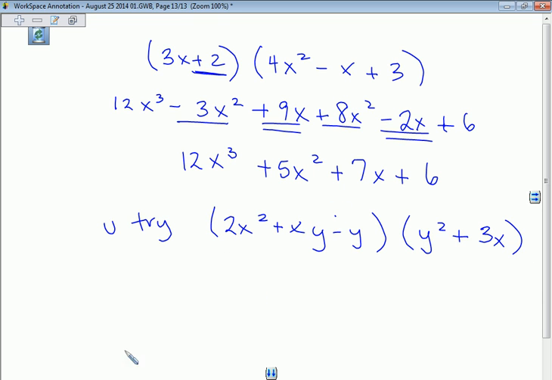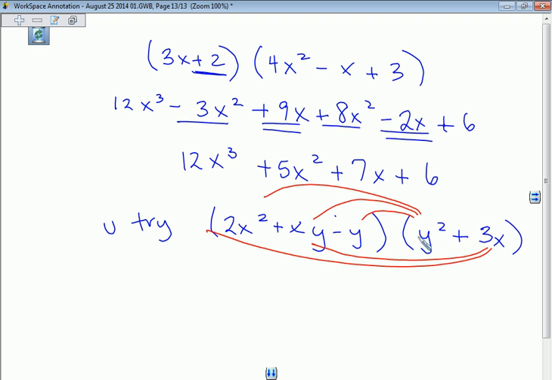Okay, so I'm going to do it this way. I'm going to distribute the y squared all the way through. And then I'm going to distribute the 3x all the way through. Now, because it's multiplication, the order that I choose to do this multiplication does not matter. If I distributed this through those two, and then this one through those two, and then this one through those two, I'd still get the same result as long as I multiplied correctly.